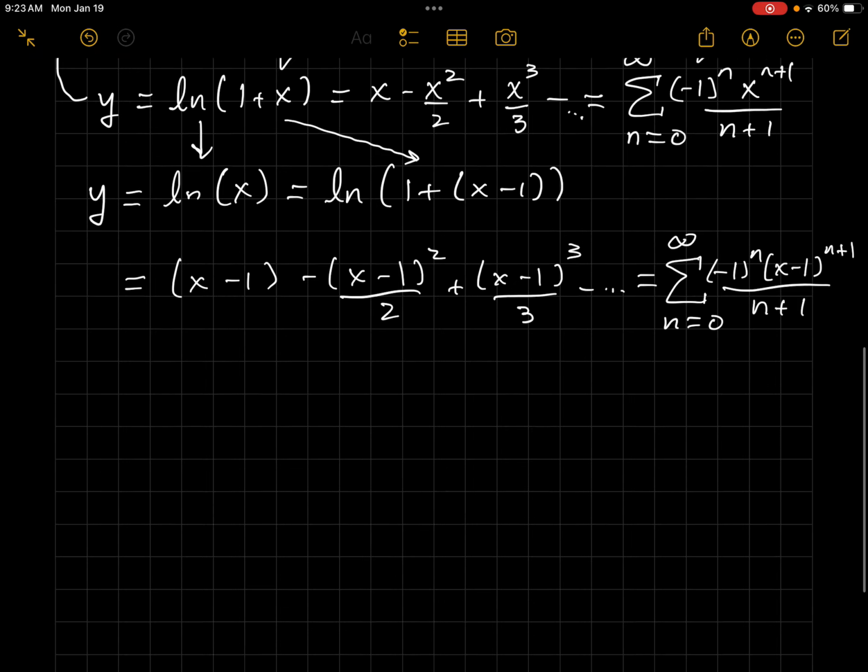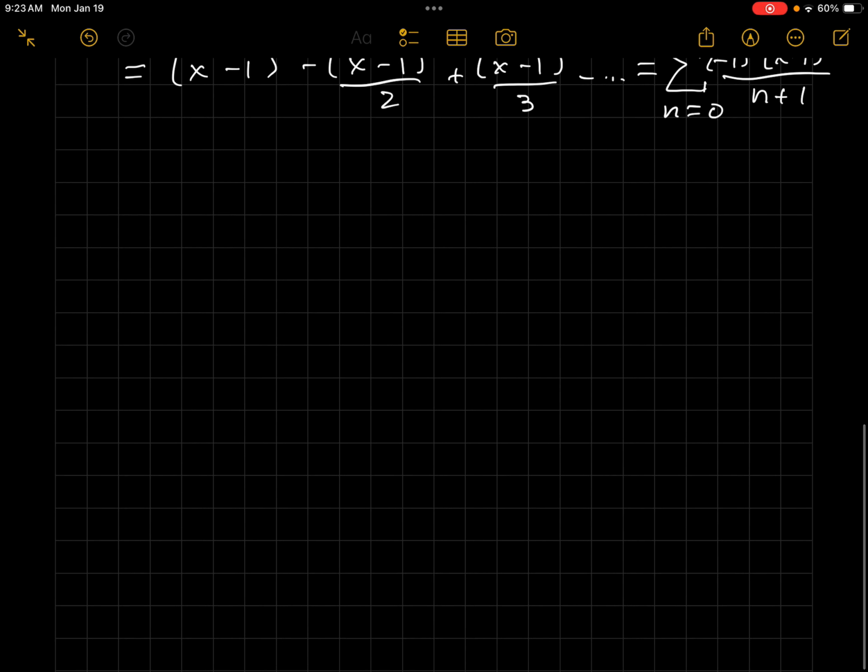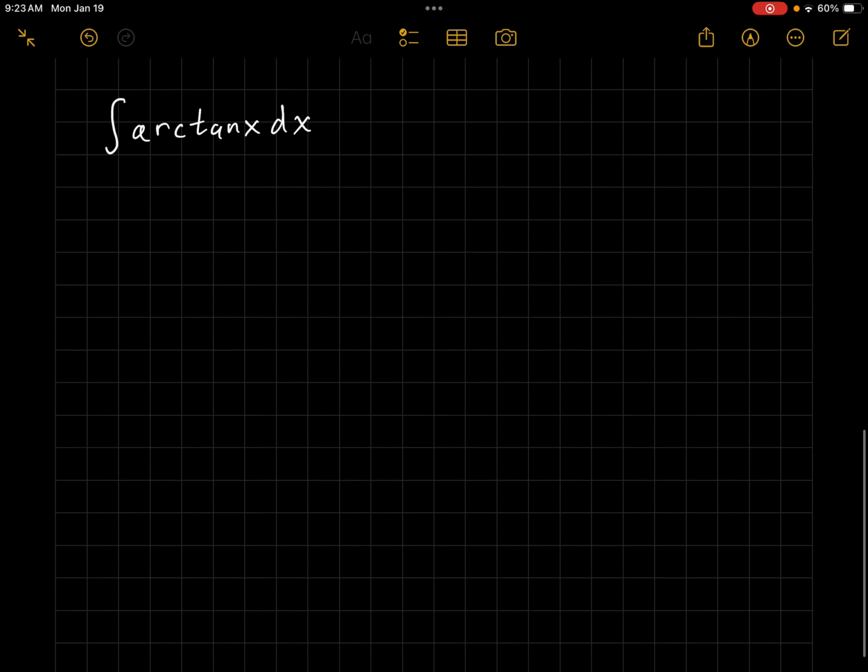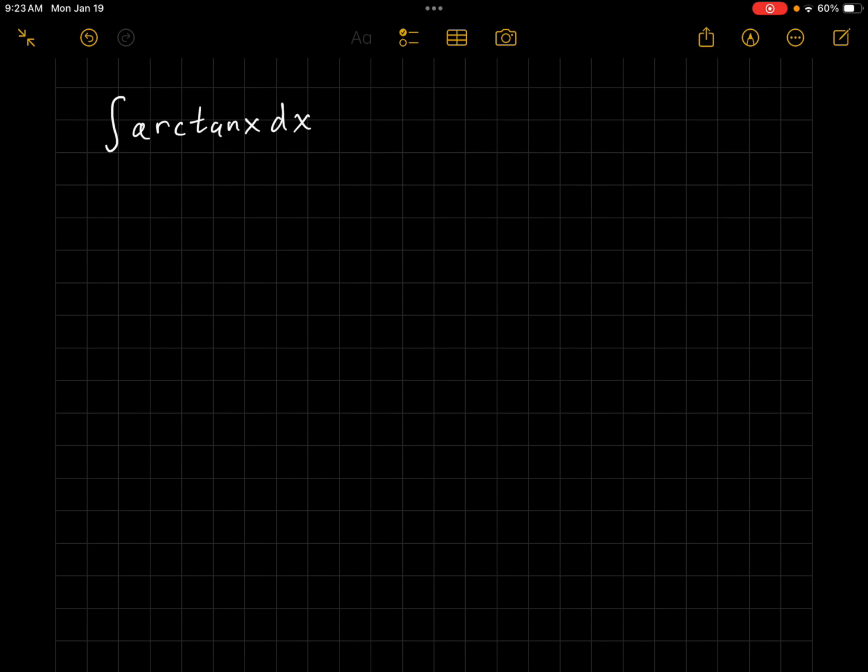Let's take a look at one that seems a little more difficult, perhaps, but isn't really necessarily so when you get comfortable with these series. What if we want to integrate the arctan of x and get the series for that? I'm going to leave a little space here, and remember that the arctan is x minus x cubed over 3 plus x to the 5th over 5, etc. It's x to the odd power over that odd number. That's arctan.